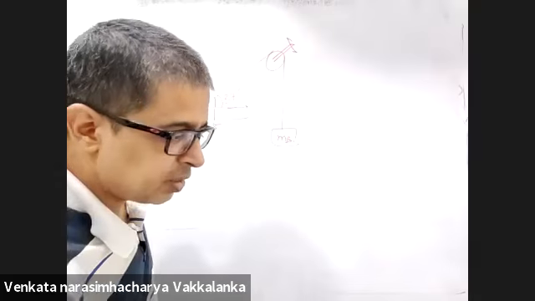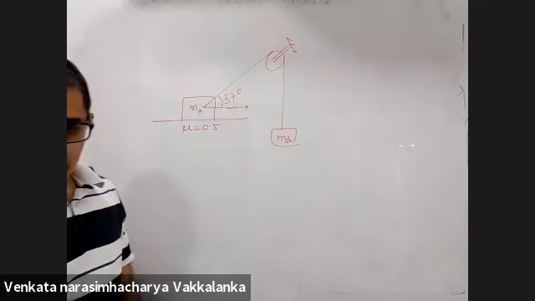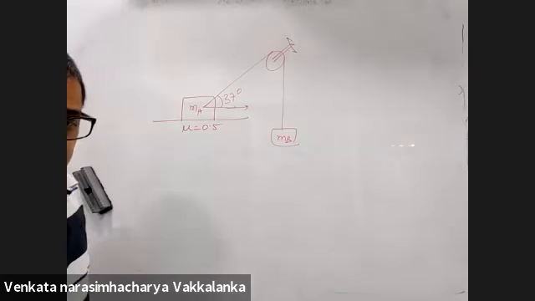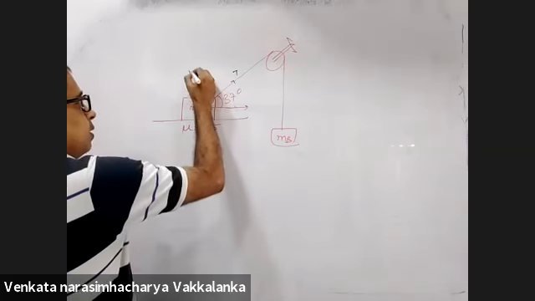11 by 5, sir, is correct. Some students are typing 8 by 5. 8 by 5 is wrong. You must have missed one term.